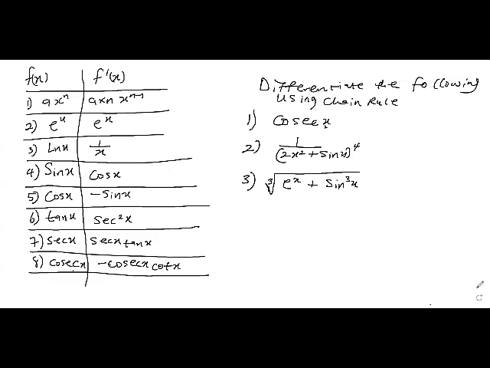Let's dive into the first question. All right, the first question, we want to differentiate cosec x. So let me assume that y is equal to cosec x, and we are looking for dy over dx. So basically, the first thing we have to do is realize that cosec x is the same thing as 1 over sine x, right?